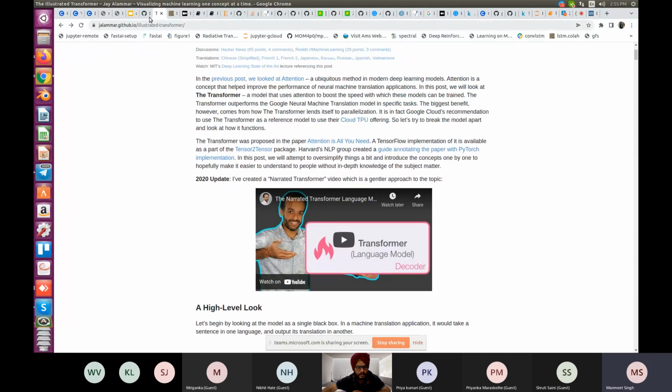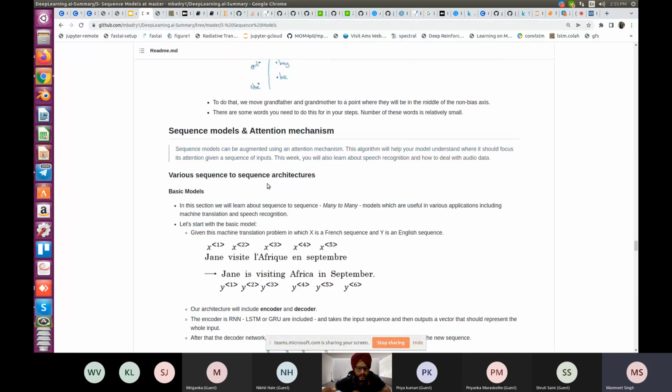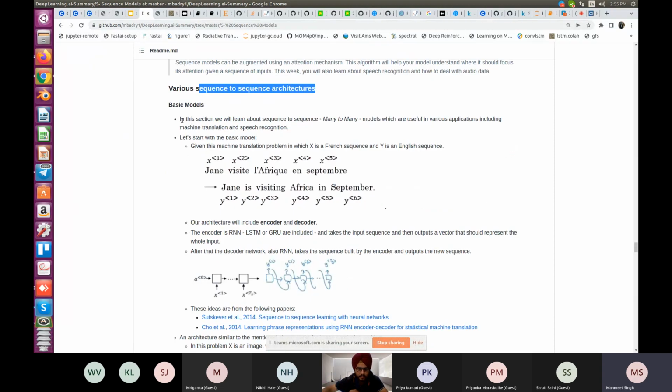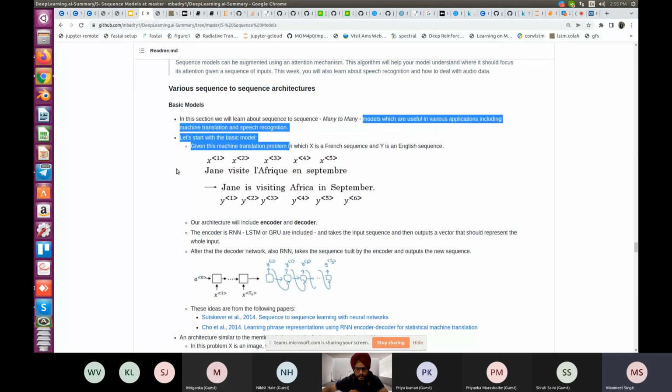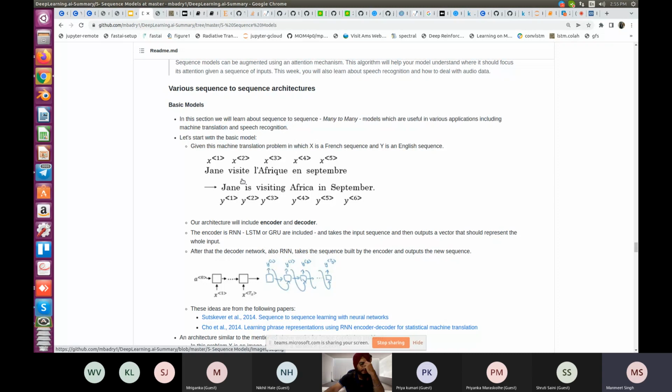We were talking about sequence to sequence architectures and attention. I covered some basic visualization of attention to give a background on attention models. Now we'll see some basics of sequence to sequence, that is many to many models, which are useful in various applications such as machine translation and speech recognition. We'll start with this basic example of translating a sentence from French to English.